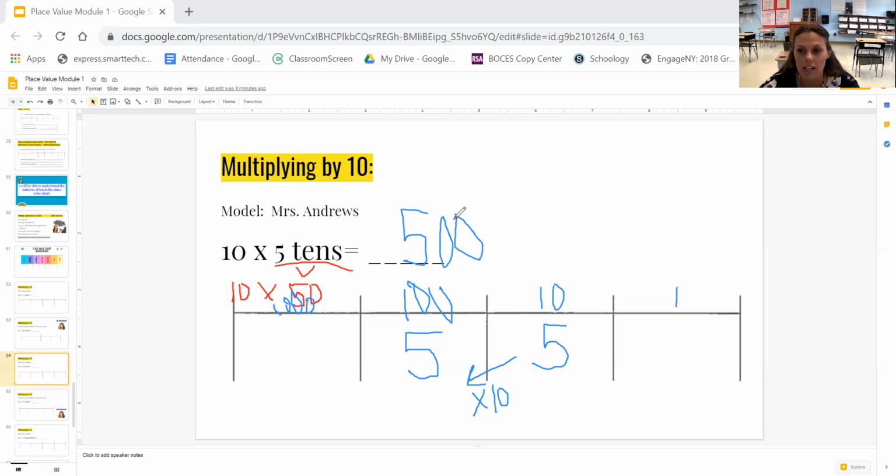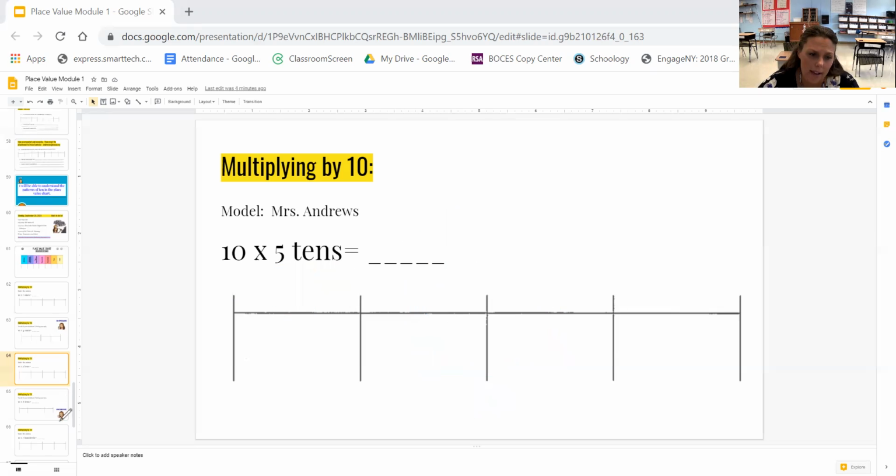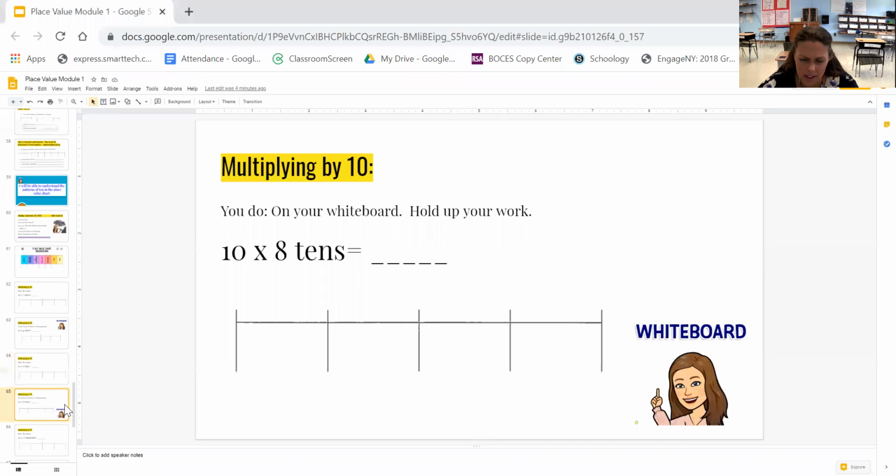Okay, so we're talking about our patterns of 10. I want you to go ahead, first start by just labeling your place value chart on your whiteboard. Hold it up when you have your answer so we can see as you're solving. And solve this one, 8 tens times 10, or 10 times 8 tens. Go for it. Pause your video.